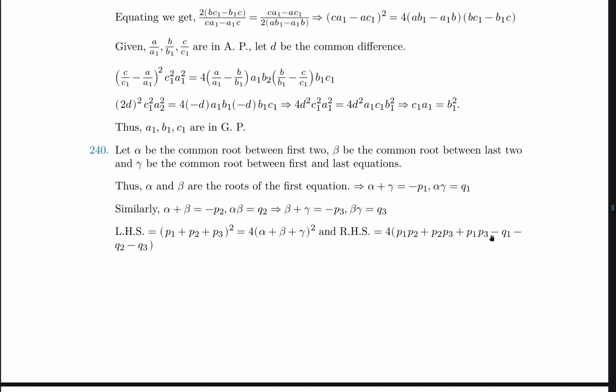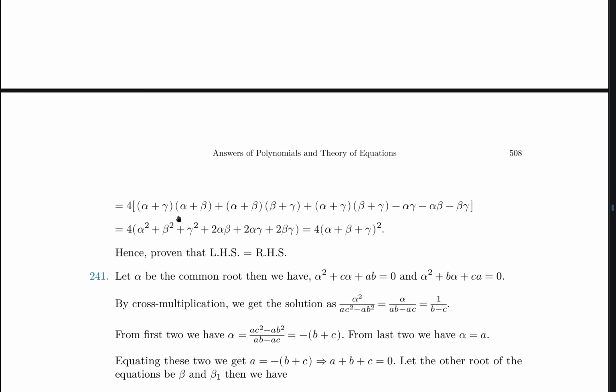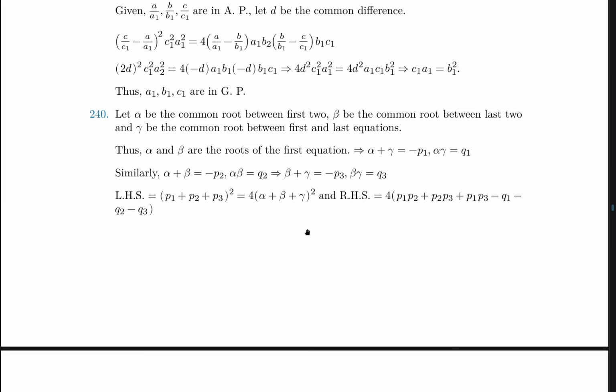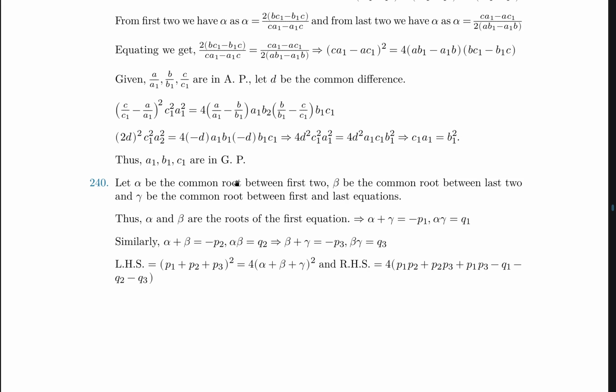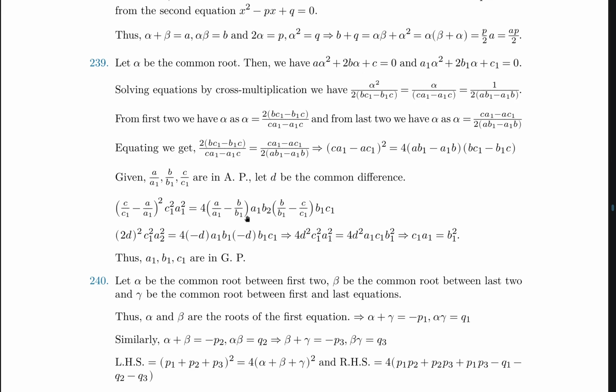And on the right hand side, similarly, we write the values and if we simplify, we get the same 4 into (alpha plus beta plus gamma) whole square. And that is how we prove question number 240. There are quite a bit of typing mistakes, I'll fix those. So with this, we come to the end of the 24th set of problems.